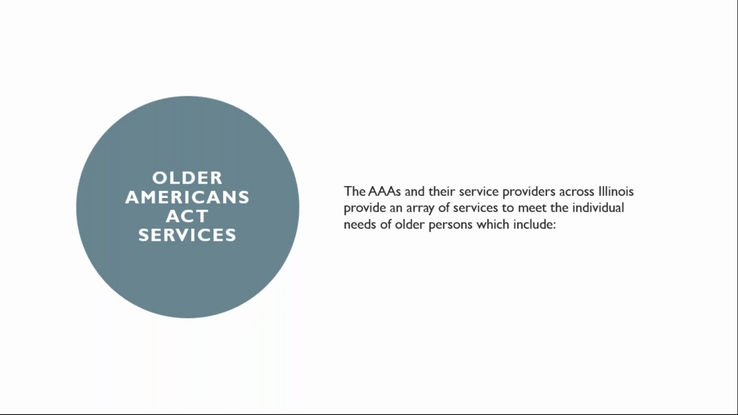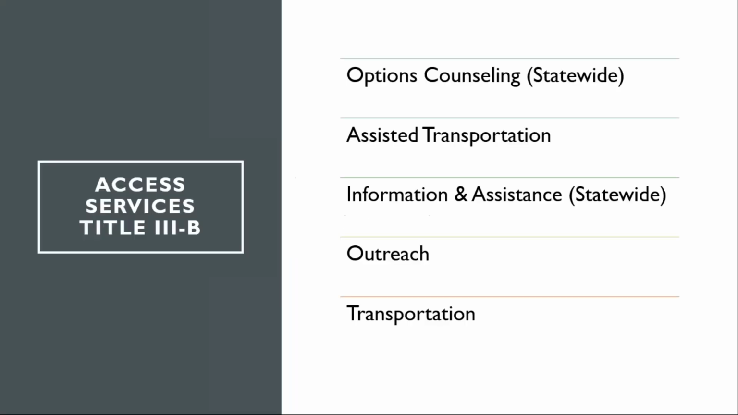In your handout that went out with the presentation, I believe, is also a map and a contact list of the area agencies on aging. Thank you. So just briefly, some access services. As you can see, options counseling and information and assistance are available statewide. So anyone in the state of Illinois has access to those services. It's possible some areas are funding assisted transportation, outreach, and then transportation. And I believe we're going to touch on those a little bit later on.